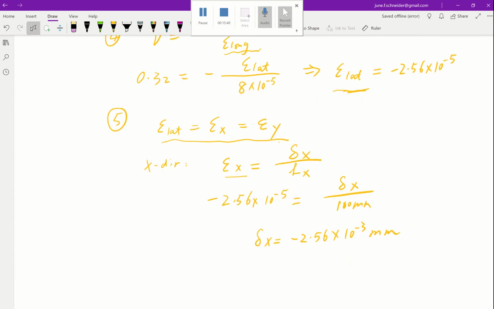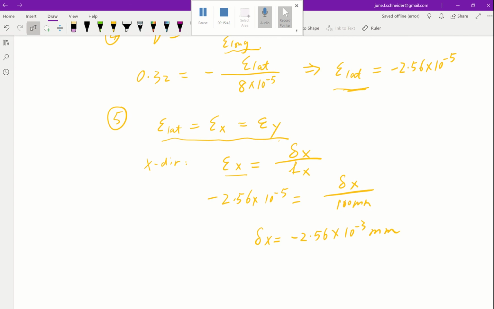Again, this is such a small amount. If we were to change that to micrometer, that will be negative 2.56 micrometer, because we know 1 millimeter is equal to 10 to the power 3 micrometer. So that's our x direction, and that negative is quite fitting, right? Because you know it's contraction. The final dimension is going to be smaller than the initial dimension. Therefore, you get a negative change.